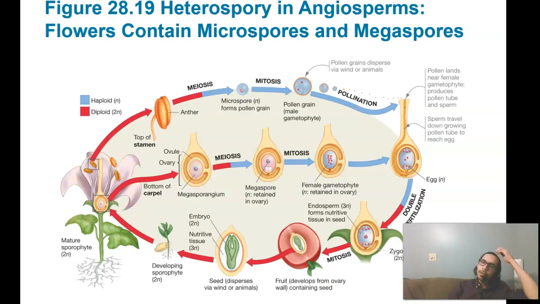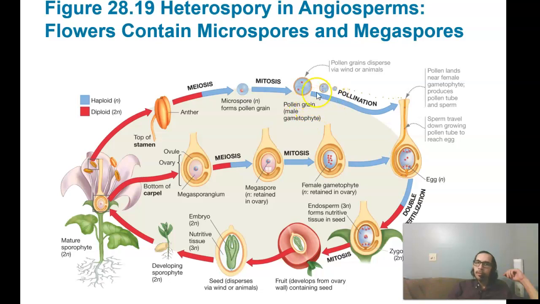And again, we also went over this life cycle in lab, so I'm not going to spend too much time on it, but just briefly. Here we have the sporophyte, the dominant phase in the angiosperm life cycle. This one has both the male and female reproductive structures. Here's the stamen with the anther on top. The anther is the one that releases the microspore. The microspore forms a pollen grain, which is the gametophyte for the male.